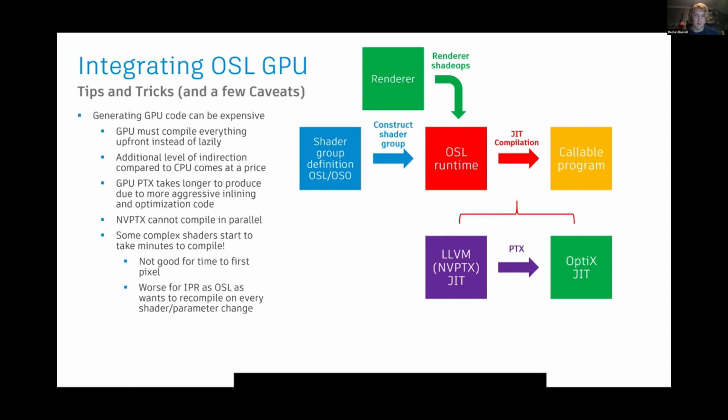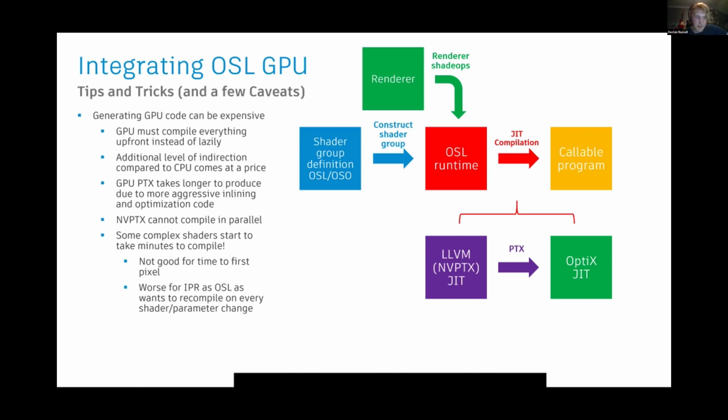For starters, there's one more level of indirection from where, on the CPU, you would just compile your code into machine code and then run. Here we go to PTX and then OptiX and then the callable program. We have to compile everything up front. We can't do it lazily because everything has to be done before the GPU kernel launches. GPU PTX takes longer to compile anyway because it more aggressively inlines and optimizes code.